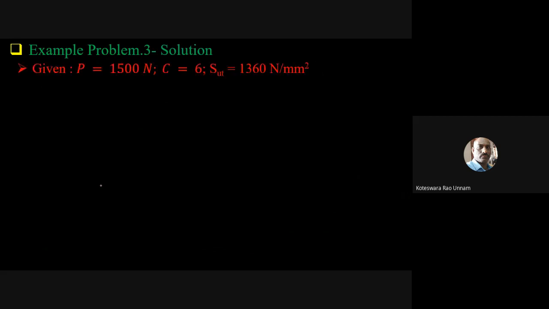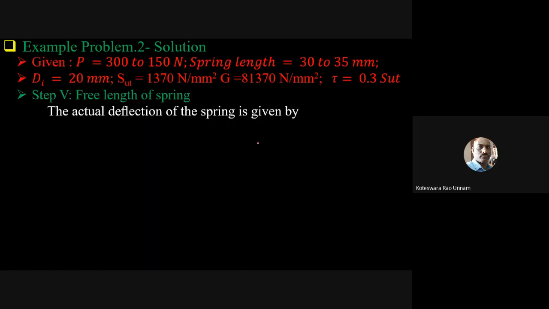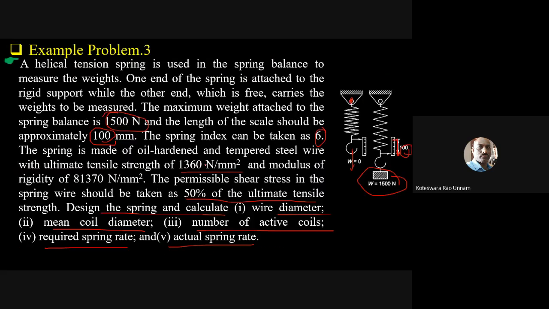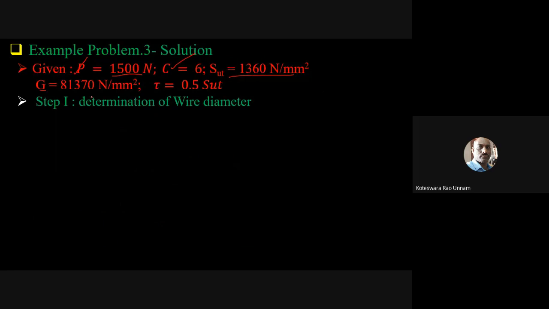Okay, so now if I go to that, this is the given data. P is 1500 newtons, C is 6, SUT is given as 1360. Is it correct? Yes, it is 1360 only. Then G is given as 81370, tau is 0.5 SUT. So all these parameters are given.